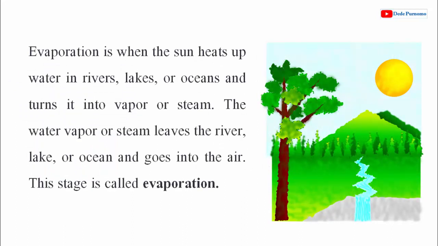Evaporation is when the sun heats up water in rivers, lakes, or oceans and turns it into vapor or steam. The water vapor or steam leaves the river, lake, or oceans and goes into the air. This stage is called evaporation.